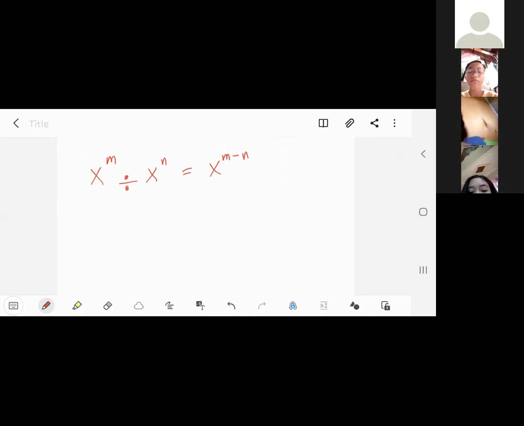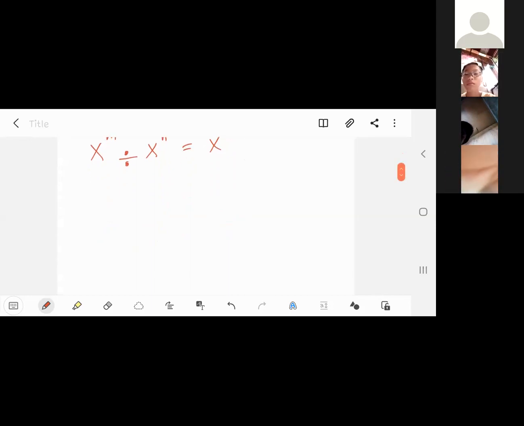Now, we have here specific rules para mas madali sa inyo. Okay. Now, let's have here, for example, x to the power of m divide x to the power of n is equals to x to the power of m minus n if m is greater than n. Sakali si m mas malaki kaysa kay n, what you're going to do is you subtract it, x to the power of m minus n.